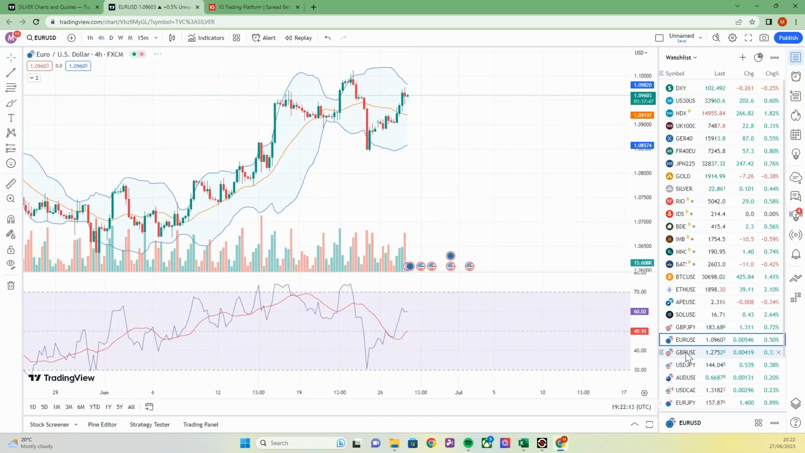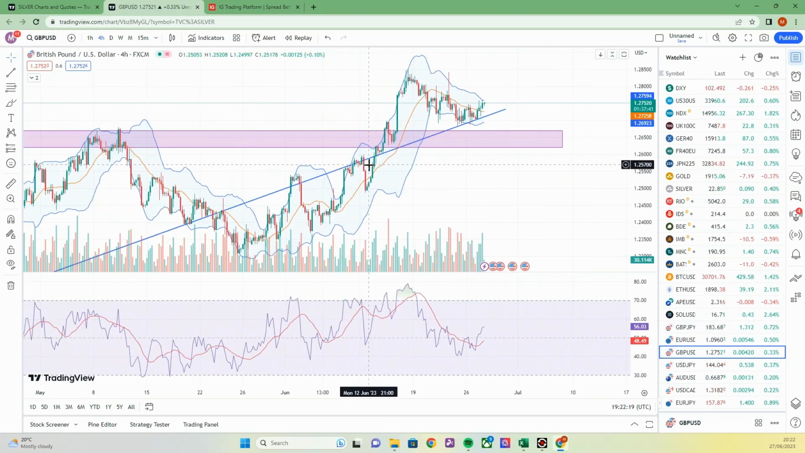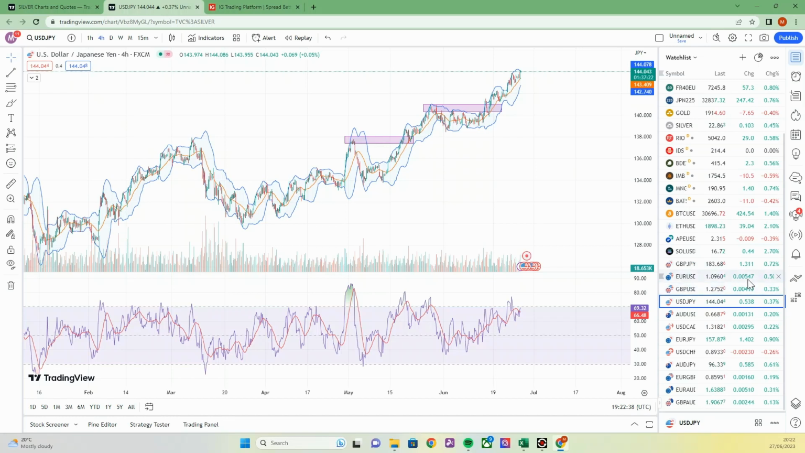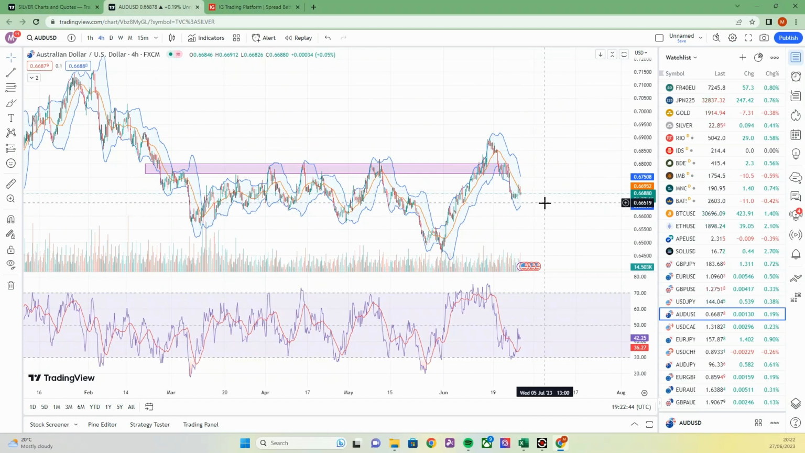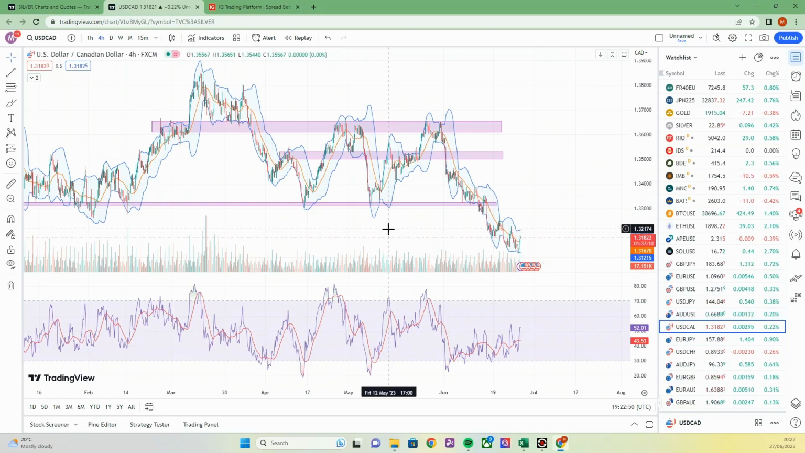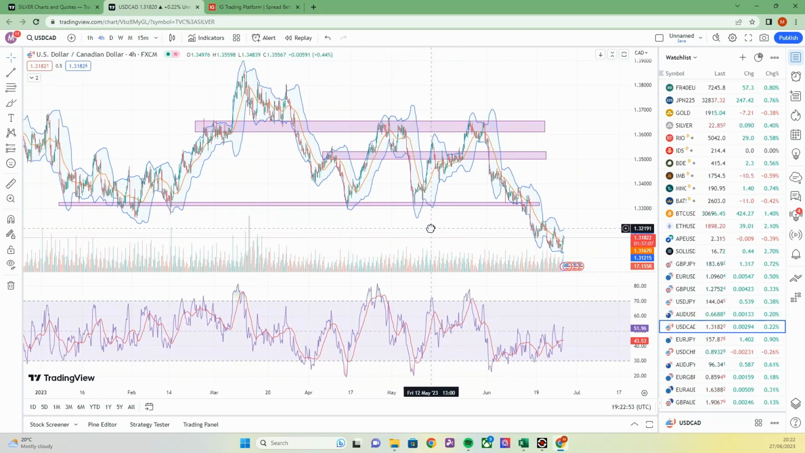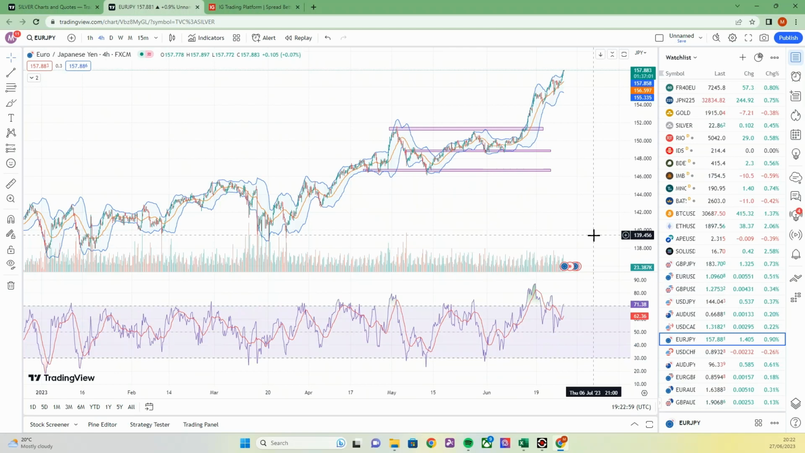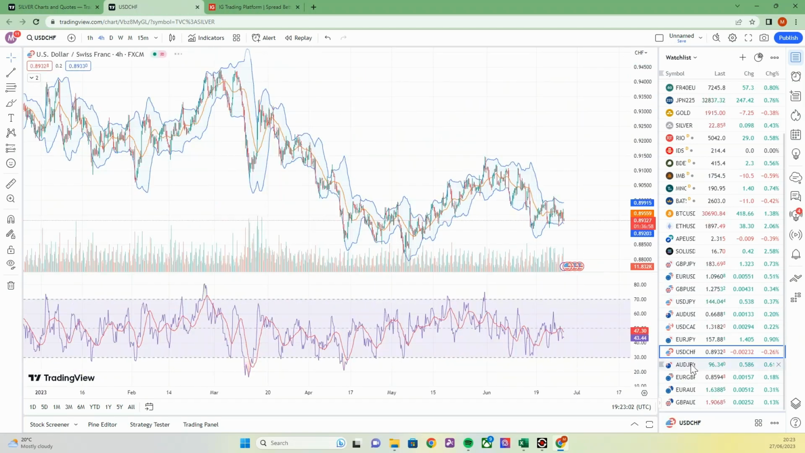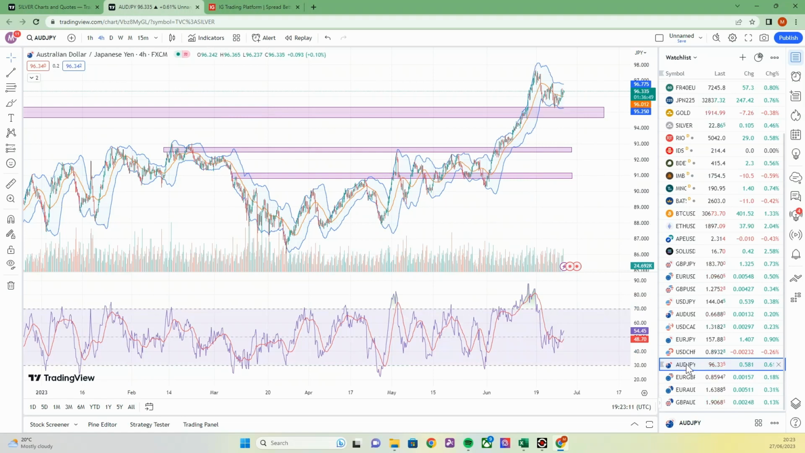GBP, GBPY, no, looked at that one. Pound to the US dollar. Nothing's giving me any hope for any sort of direction. US dollar CAD. Canadian dollar. No, Euro, Japanese yen. US dollar to the Swiss franc. Australian dollar, Japanese yen. I can't do anything against the yen.